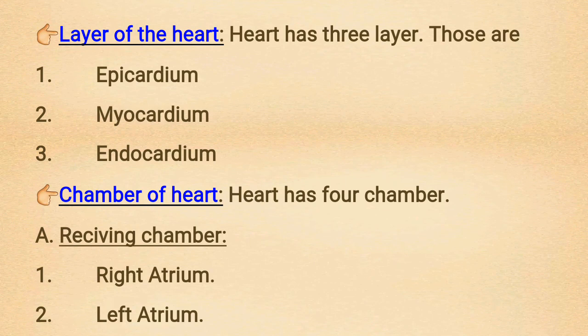Layers of the heart. Heart has 3 layers. Those are epicardium, number 2 myocardium, and number 3 endocardium.